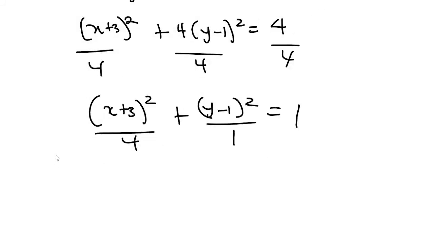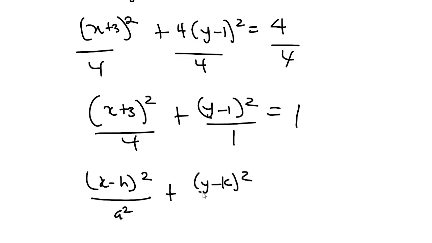Yes, so this is the standard form. So by comparison, we can see that this is in the form x minus h all squared divided by a squared plus y minus k all squared divided by b squared equal to 1. So by comparison, we can see that our center will be what? Our center will be -3, 1. Yes, -3, 1. So that's it.